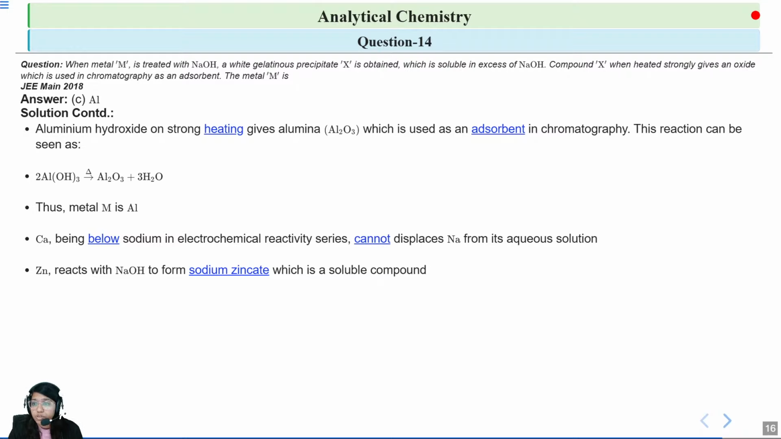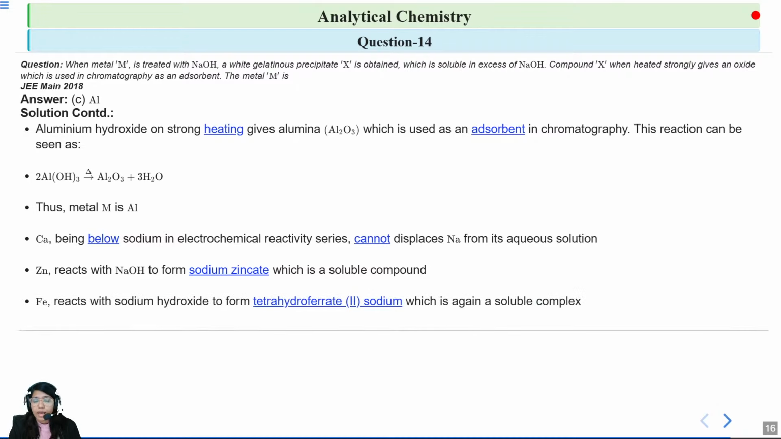Zinc, Zn, reacts with sodium hydroxide to form sodium zincate. Sodium zincate is a soluble compound. So this reaction produces zincate ions and hydrogen gas. And iron, Fe, reacts with sodium hydroxide to form tetrahydroxoferrate of sodium, which is a soluble complex.